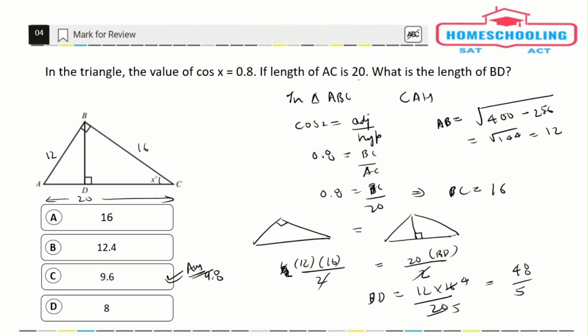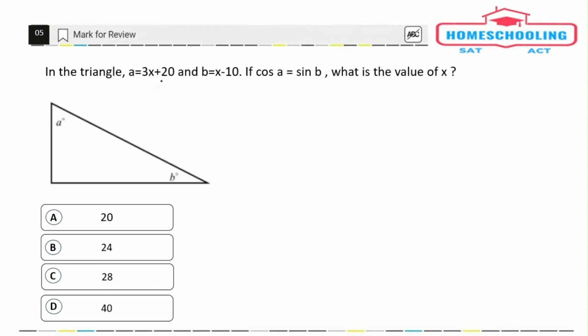Now moving to the next question. In the right triangle, sorry, no, it's not a right triangle, it's a triangle.